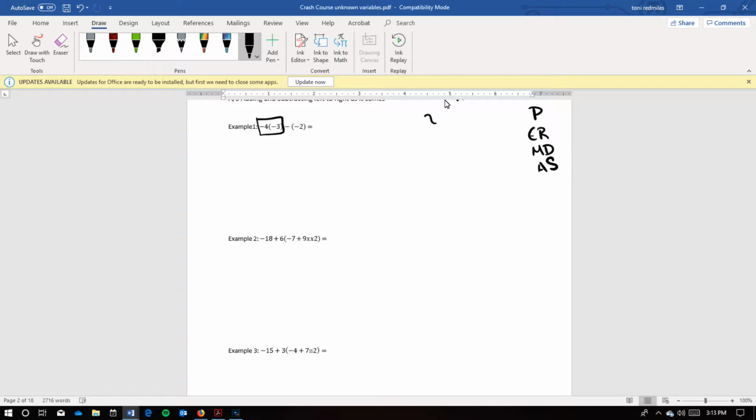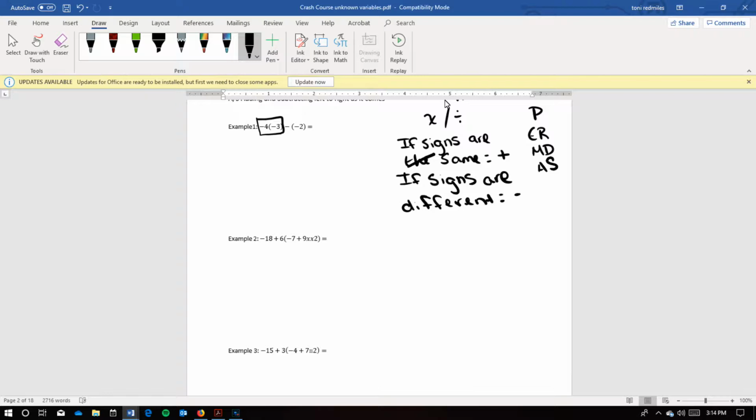Okay, now some rules of multiplying and dividing signed numbers. If the signs are the same, the answer is positive. If the signs are different, sorry, the answer is going to be negative. So that's kind of your rules of multiplying and dividing signed numbers. So first let's do this. My signs are the same, so it's going to equal a positive number.